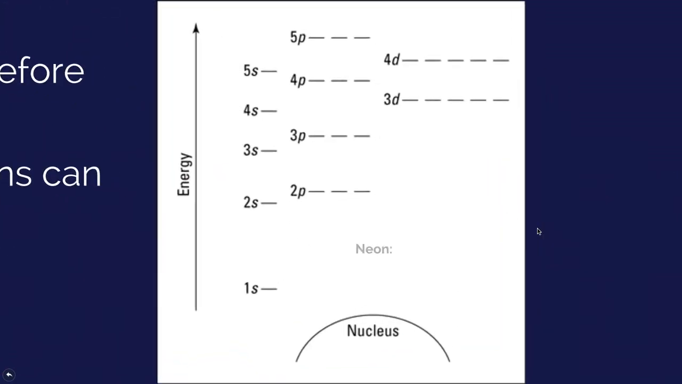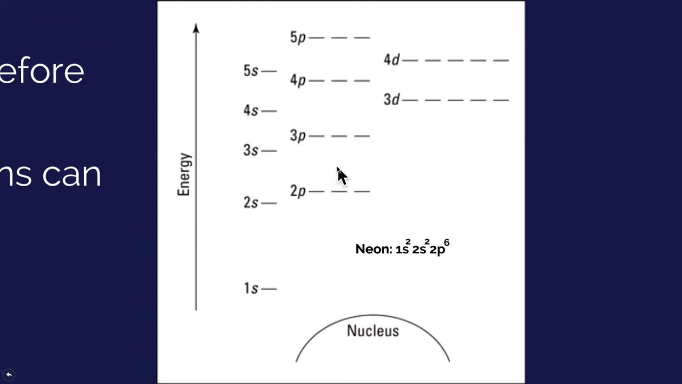All right, so let's actually look at an example and see how this is done. Let's say that we're looking at neon, and it's number 10 on the periodic table, and if you find its electron configuration, it should be 1s2, 2s2, 2p6. So let's actually see how we can take this electron configuration and put it into our energy diagram.